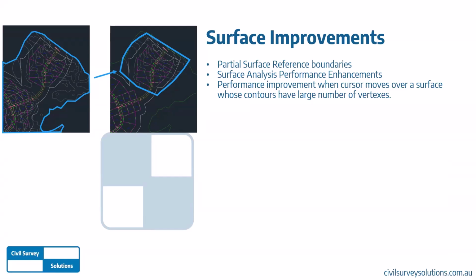So you don't have to bring the entire surface in, which is quite nifty if you're sharing data around and you only want to bring part of a terrain into your project. There's also been some enhancements to the analysis. So the surface analysis has been enhanced. That's a little better. And also some improvements when you're actually moving your cursor over a terrain that's showing contours that have a large number of vertices. You don't get the slowdown like you used to. So let's have a quick look at that.